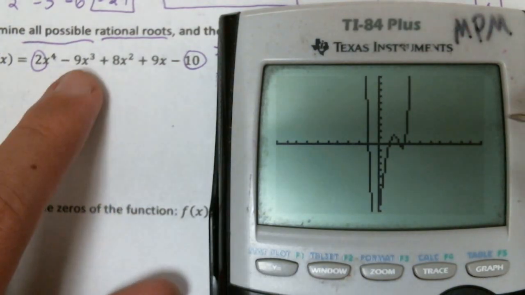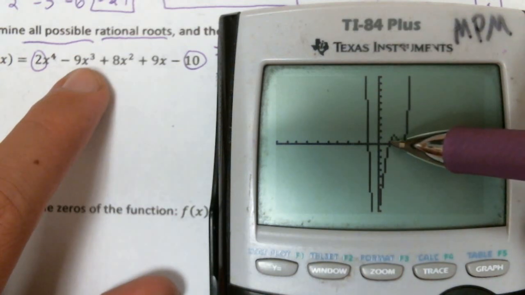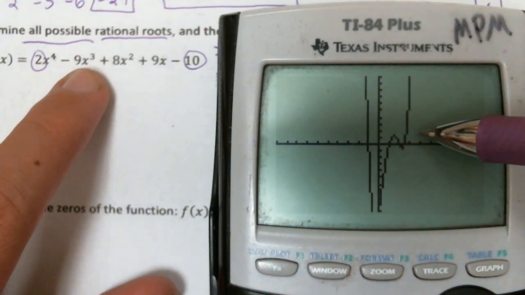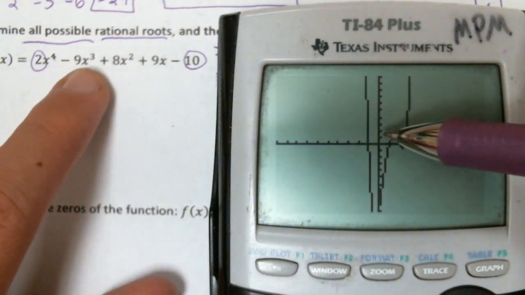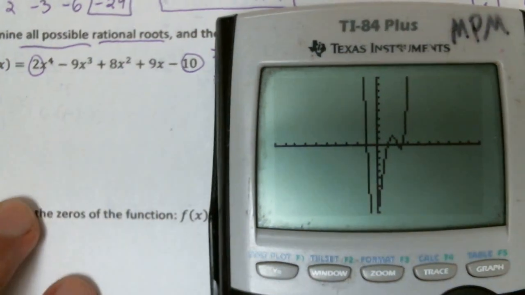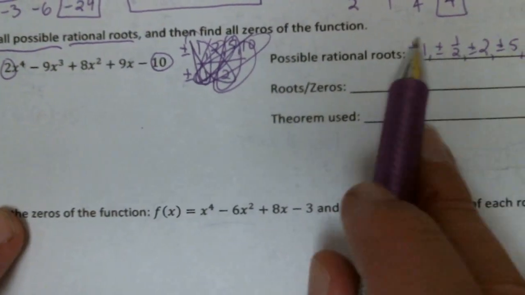That looks good. All right, so it looks like it crosses at -1, maybe 1, maybe 2. I don't know. It definitely looks like it crosses at -1 and 1. So let's start there. Let's test. Okay, that is one of my possible rational roots. So let's test 1. Or excuse me, let's test -1.